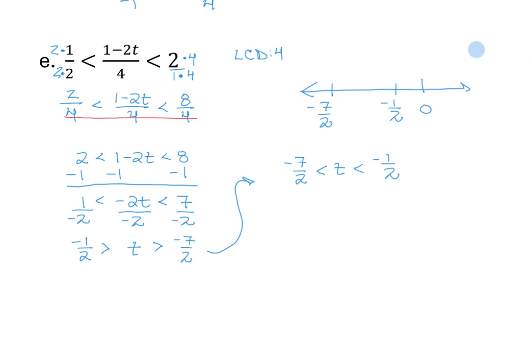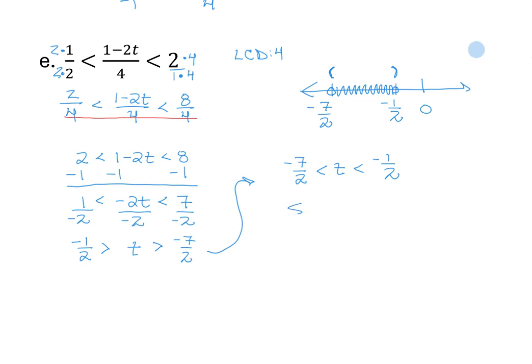And so now it's in the same order as what it appears like on the graph. And so we are going to, again, shade the middle. And my -7/2 is going to be an open circle. My -1/2 is going to be an open circle. Or we can use parentheses around both of these.